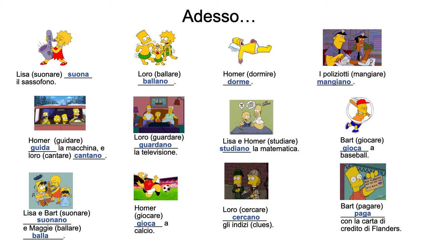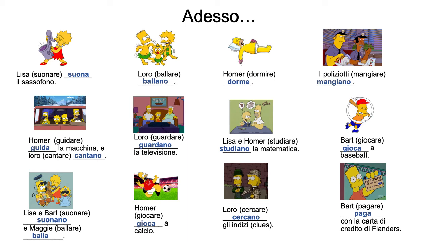Now, all of these are in the present. So all of these verbal forms mean that these things are happening right now, right? Homer plays soccer right now. Lisa plays the saxophone right now. Lisa and Homer study math right now, right? This is the present.